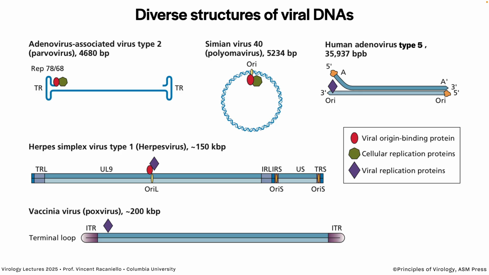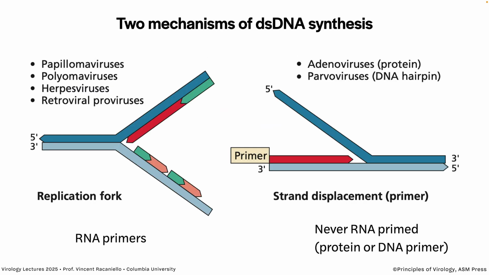So how do you accommodate all of these diverse structures in DNA? Well, we're going to talk about that today. So first you need to know there are two mechanisms of DNA synthesis. There's a mechanism called the replication fork and one called strand displacement, right? On the left, the replication fork is done by these viruses here. And on the right, the strand displacement is done by adeno and parvoviruses.